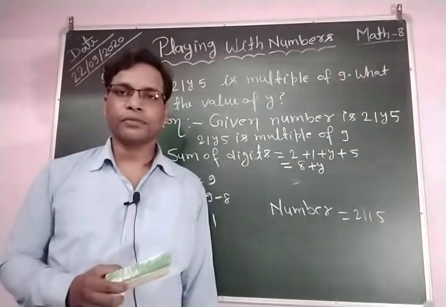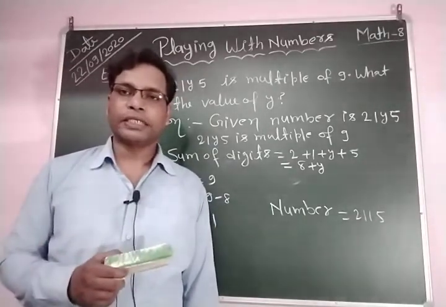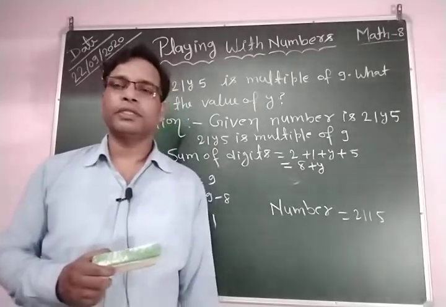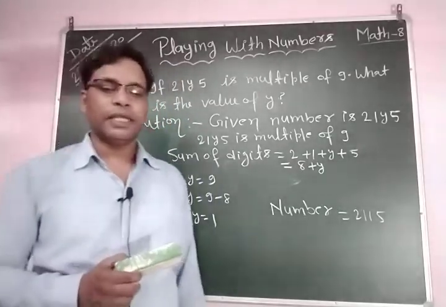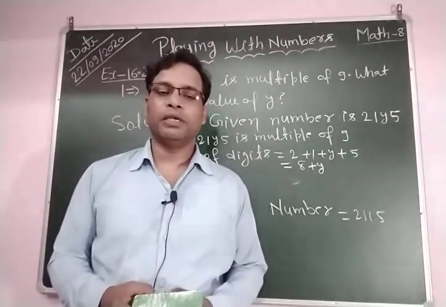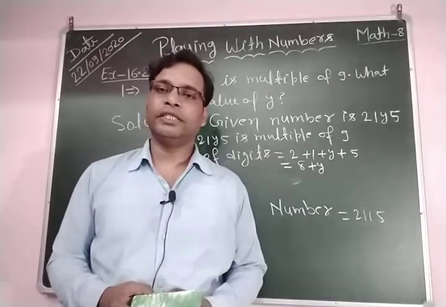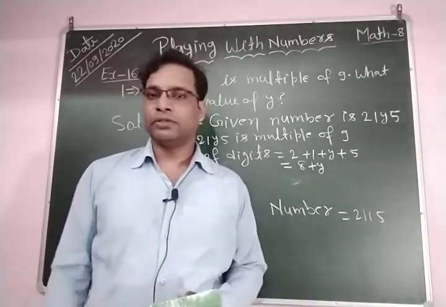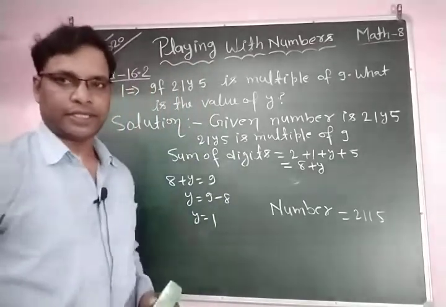Now we are going to discuss the next question, question number 2. Question number 2 says, if 31z5 is a multiple of 9, and where z is any digit, what is the value of z? So let's see how to solve this question.